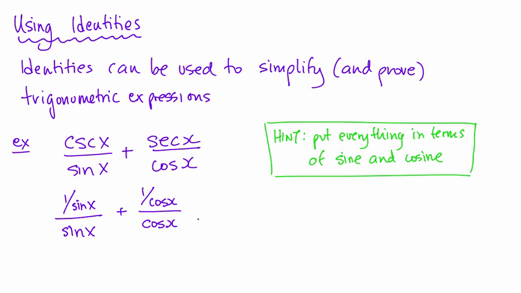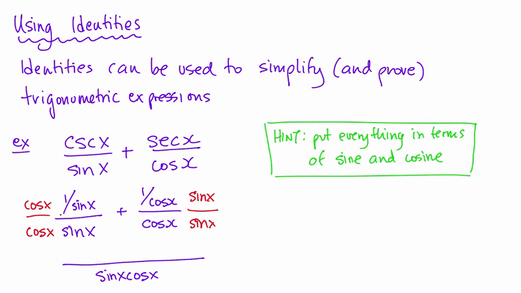And to add and subtract fractions, what I really need to do is come up with a common denominator. And so this one would multiply by cosine on the top and cosine on the bottom. And this one would multiply by sine on the top and sine on the bottom. And so I will get an expression that will look a little bit more, well, the denominator is now sine x times cosine x, and the numerator is still a bit complicated, but I get cosine x over sine x plus sine x over cosine x.